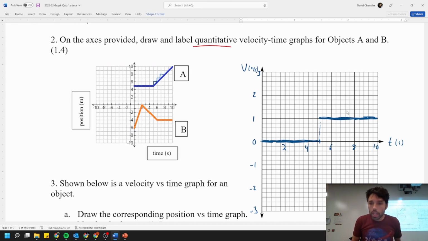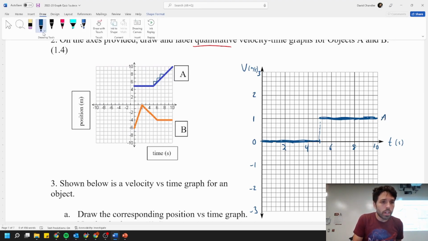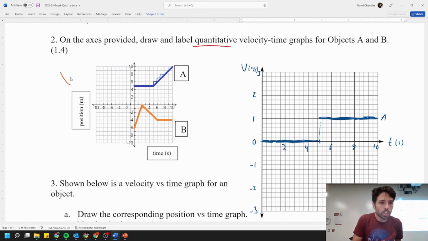Object B, this is object A. I'll put an A there. Actually, I won't label. I'll label over here. All right, object B there. Going to go in orange. All right, so again, the slope here is the velocity. The slope here looks like it's going up how much?